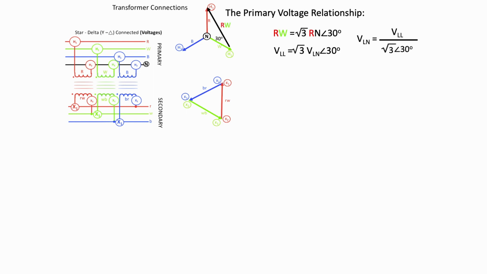The phase relationship on the primary side, we've already discovered that the line-to-line primary voltage is equal to root 3 times the line-to-neutral voltage on the secondary, and that the primary line-to-line voltage will lead the secondary line-to-line voltage by 30 degrees, giving us the equation there. And I can rewrite that equation just taking the line-to-neutral voltage primary on the left-hand side and putting it all equal to the voltage line-to-line all over root 3 at 30 degrees.